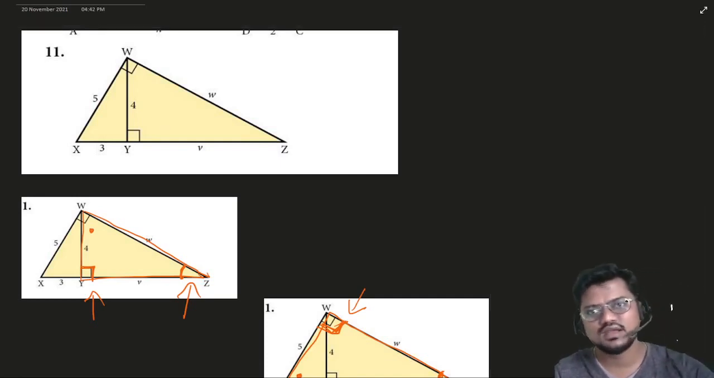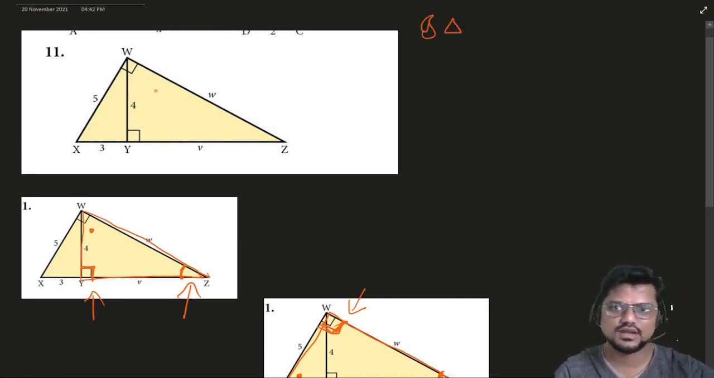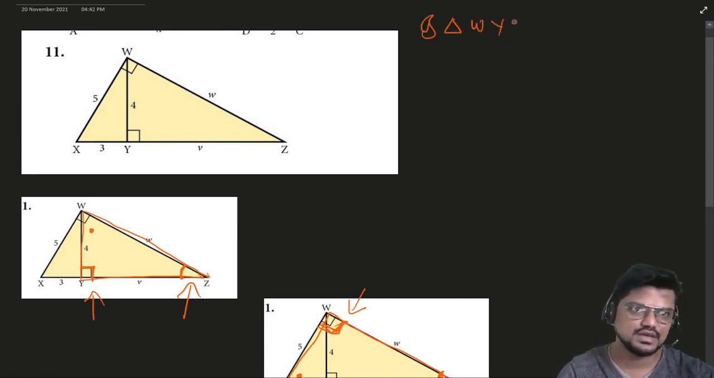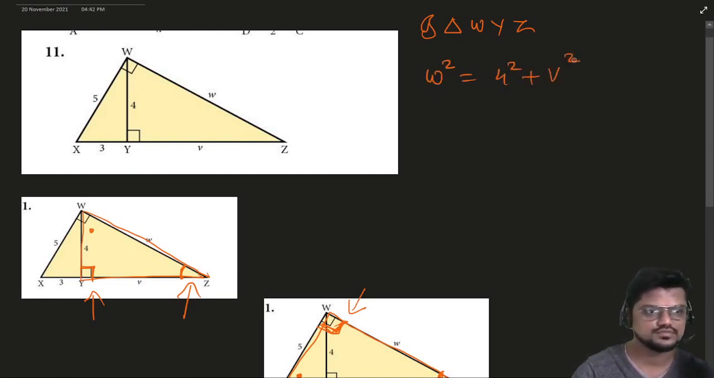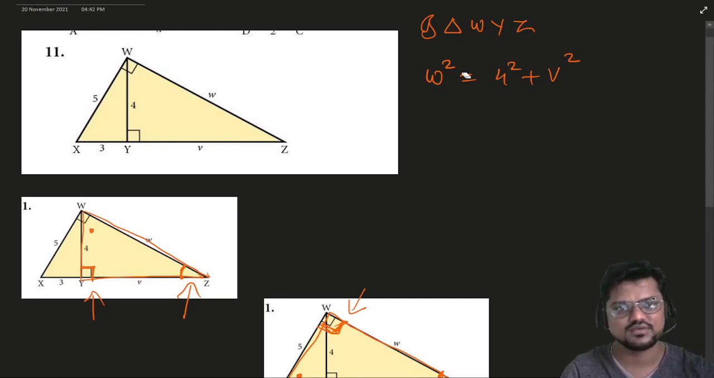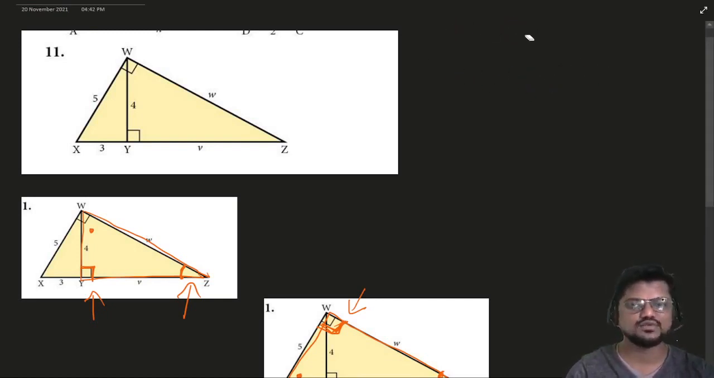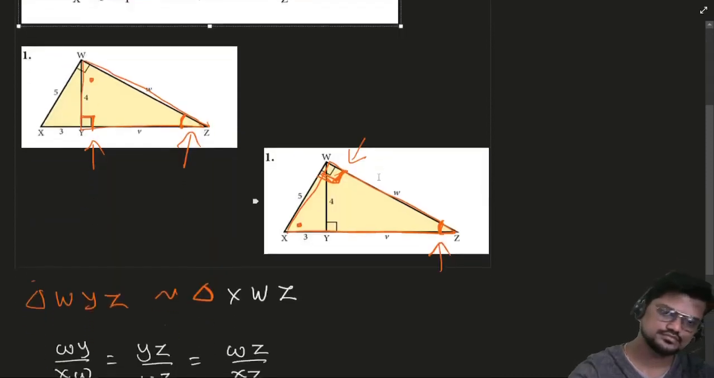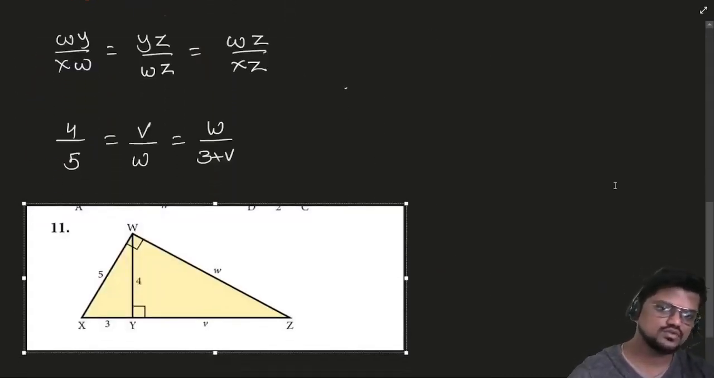That is, in triangle WYZ, it's a right angle triangle. So can I say W square will be equal to 4 square plus V square? Yes, I can say this. Similarly with the bigger triangle. Wait, we'll not do it in this way. You will have to take one more triangle. If it is not coming in this way, then you have to do the other way.